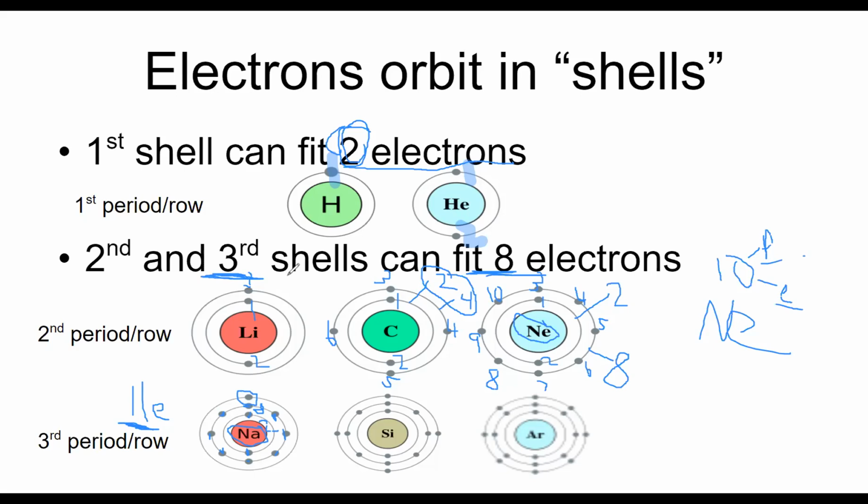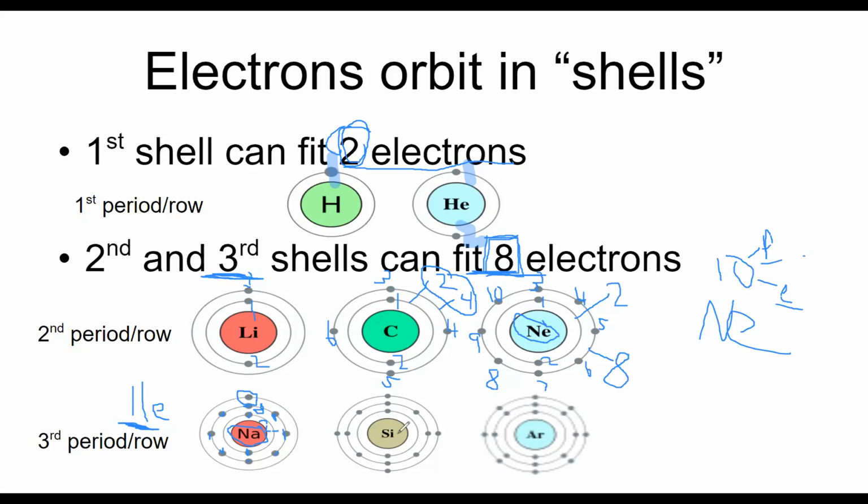So the third shell works very similar to the second shell. It can also only fit 8 electrons on that shell. So sodium doesn't quite have that many electrons. He's only got 11, so he only needs to fit 1 electron on that third shell.